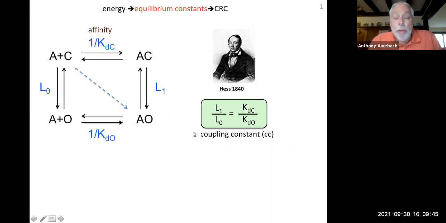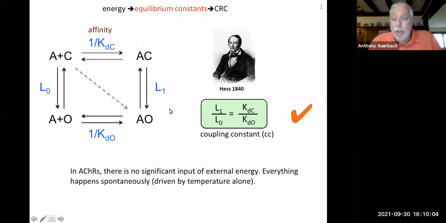So what we set out to do is measure these four equilibrium constants independently using single channel kinetic methods. We were able to open the channel constitutively using mutations and then bind agonists to that in order to get this equilibrium dissociation constant, which is quite difficult to do. And it turns out this equation works. This ratio holds for four different agonists and three different kinds of binding sites. This is correct. Germain Henri Hess's law applies to acetylcholine receptors. There is no significant input of external energy. Everything that happens is spontaneous, driven by temperature alone.